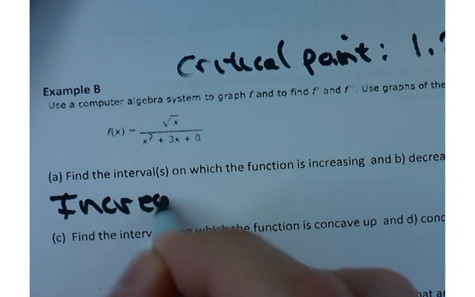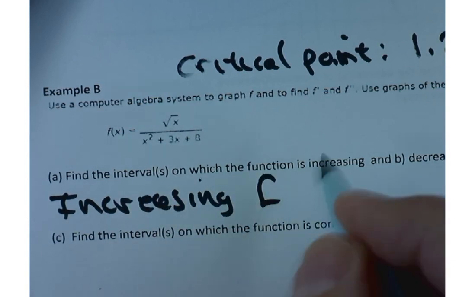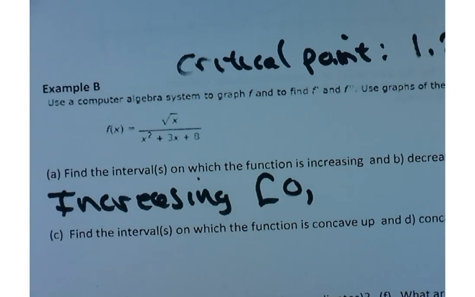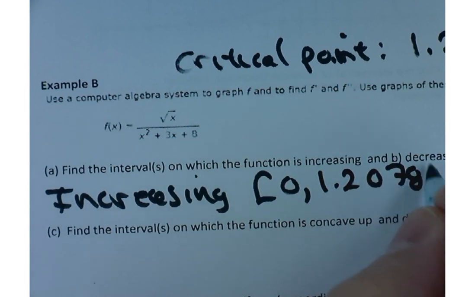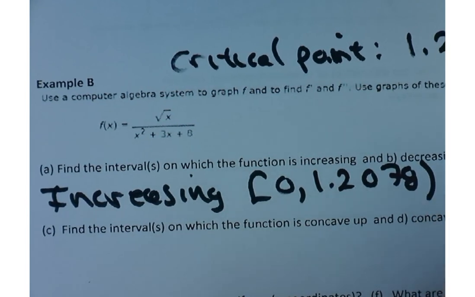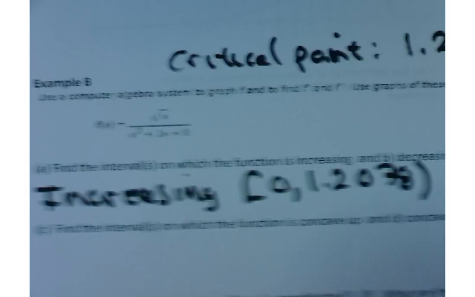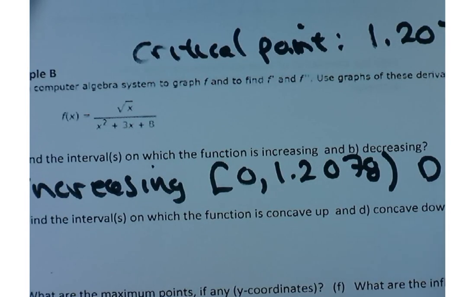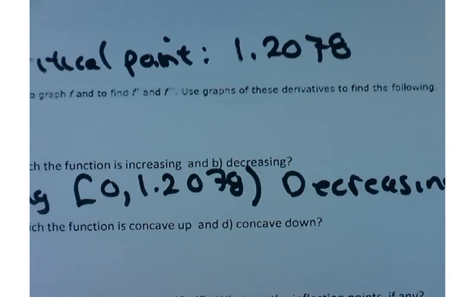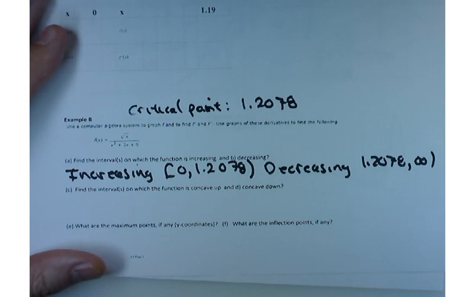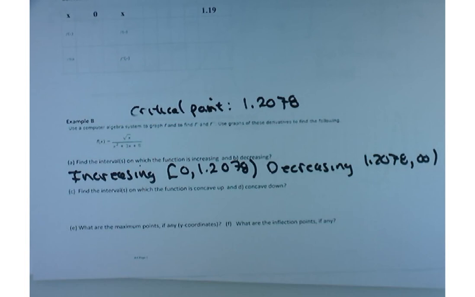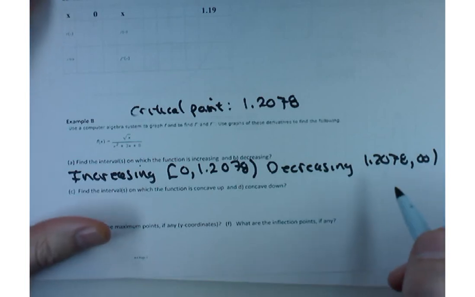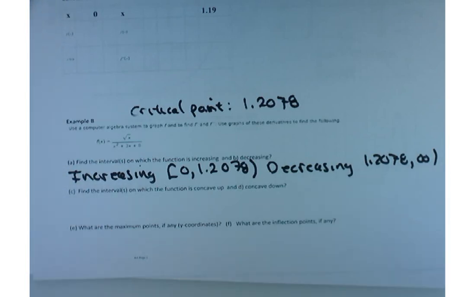I think WebAssign would include a square bracket at 0. And then 1.2078 parenthesis. And it's decreasing from 1.2078 to infinity, so it's decreasing the rest of the way. Bracket or parenthesis at the 1.2078. Right. Parenthesis. Manuel, question? Why is there a bracket at 0? I'm pretty sure that's what WebAssign's going to want. It's not necessarily what I want.